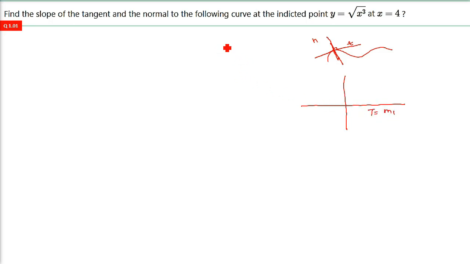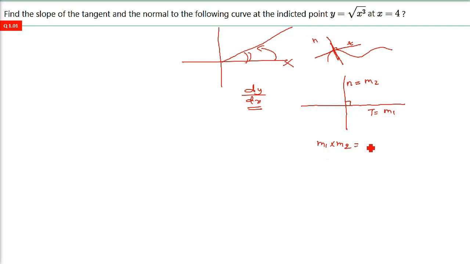So if the tangent slope is m1, what is slope? It is just the angle from the positive axis in the anti-clockwise direction. If I make this line, so this is the slope, this is m, this is dy by dx, this is tan theta. So all these are just the slope. So if you have a tangent with slope m1 and there is a normal, m2 is the slope of that normal. When you multiply these two, it will be -1.